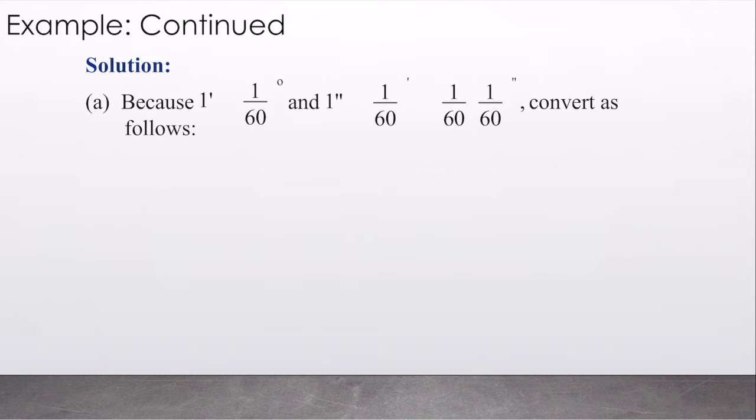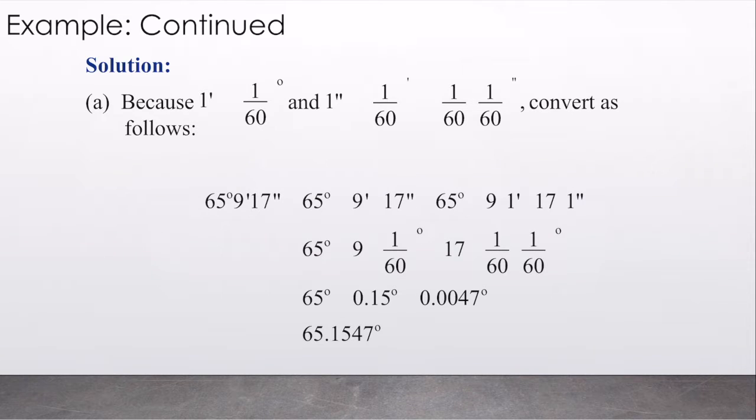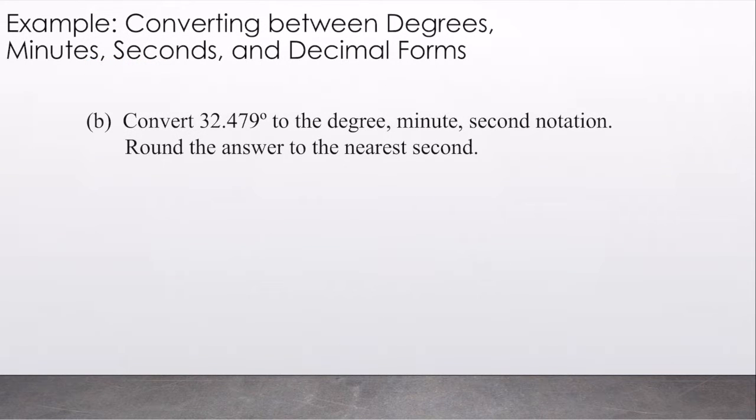Next, what if I want to convert, and here's where I showed you that we have the solutions programmed into the PowerPoints. So if I want to convert 32.479 degrees to degree, minute, and second notation, and we're going to round our answer to the nearest second, right? You can't have quarters of a second. That doesn't make a lot of sense.